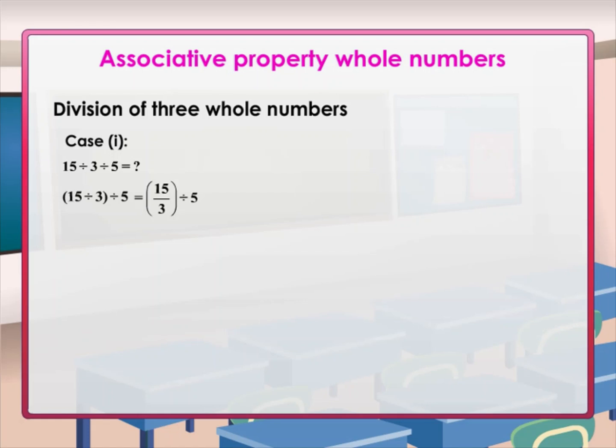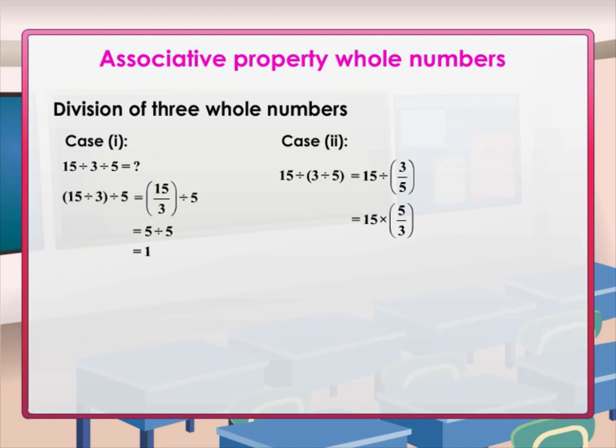15 divided by 3 is equal to 5. And then we bring divided by 5 down here. Now we get 5 divided by 5 is equal to 1. Now let us try the other group. So here we will group 3 and 5 first. What do we get while grouping 3 and 5?